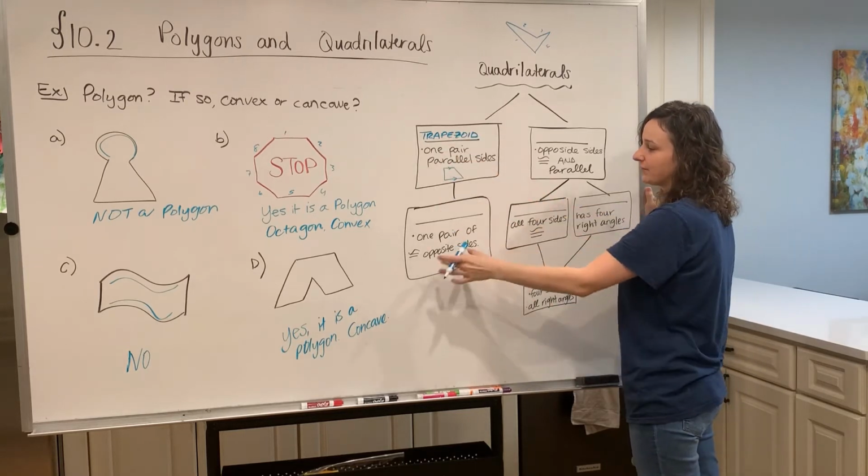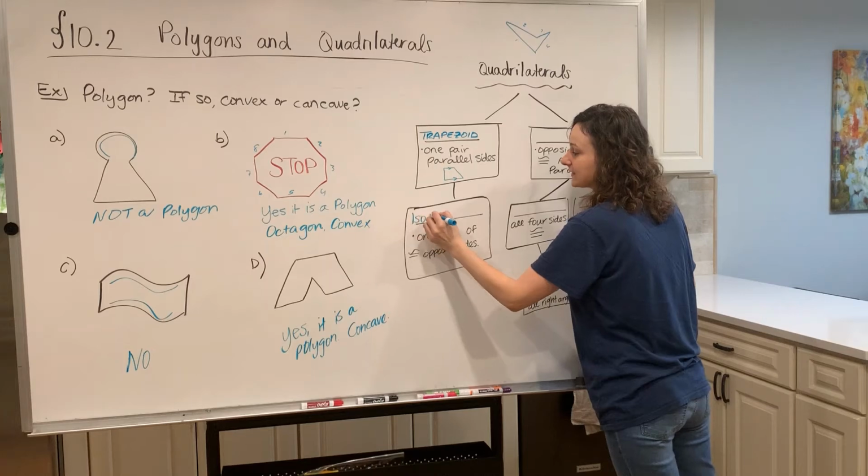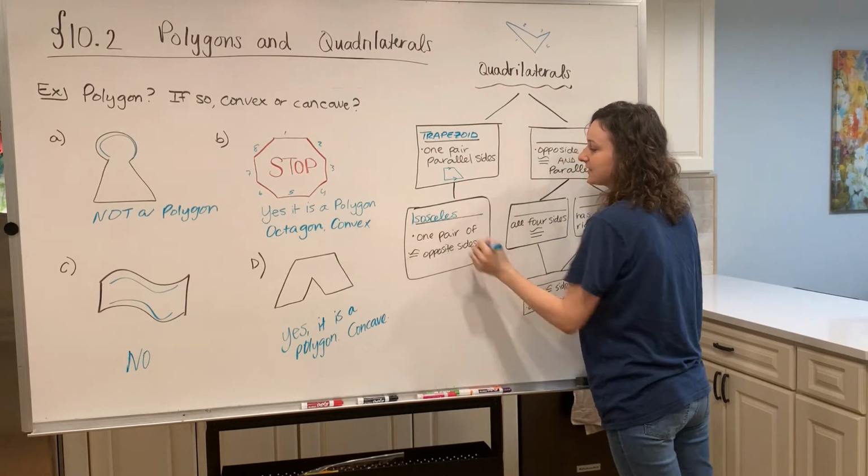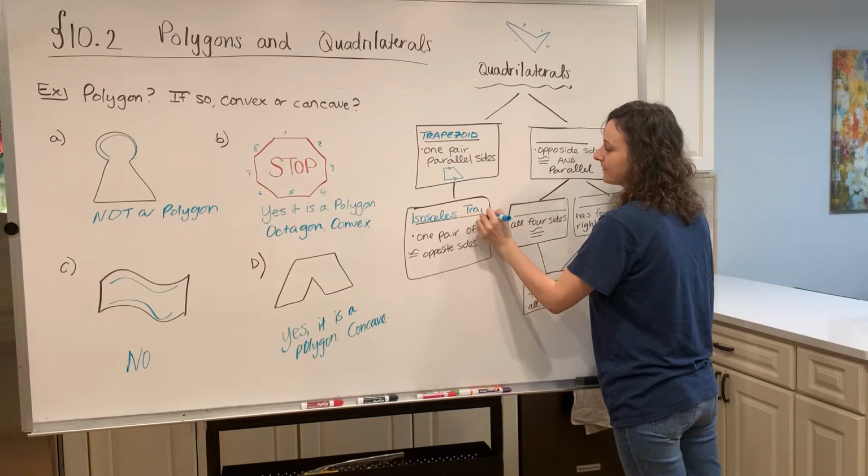Also in the trapezoid family, we could have an isosceles trapezoid. Okay, an isosceles trapezoid.